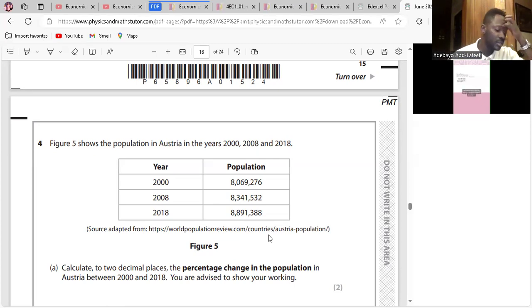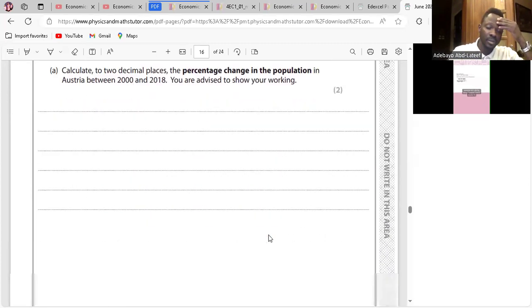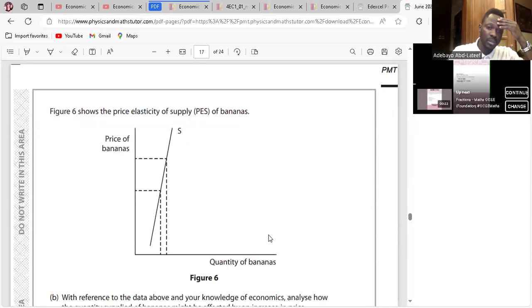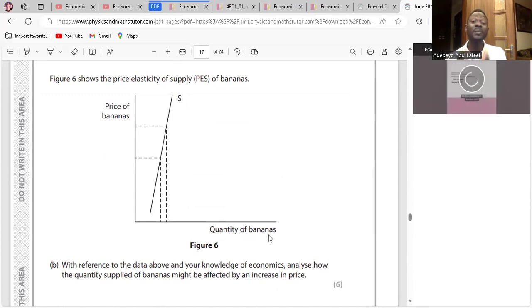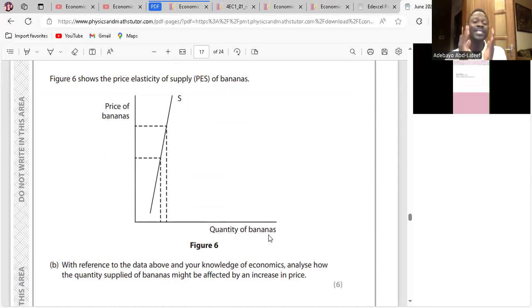With reference to the data above and your knowledge of economics, analyze how the quantity supply of bananas might be affected by an increase in price. So the first thing about this figure 6 is that it is price inelastic. If it is price inelastic, it means there's no significant change in the quantity supplied as a result of a change in price. Yes. Clear?